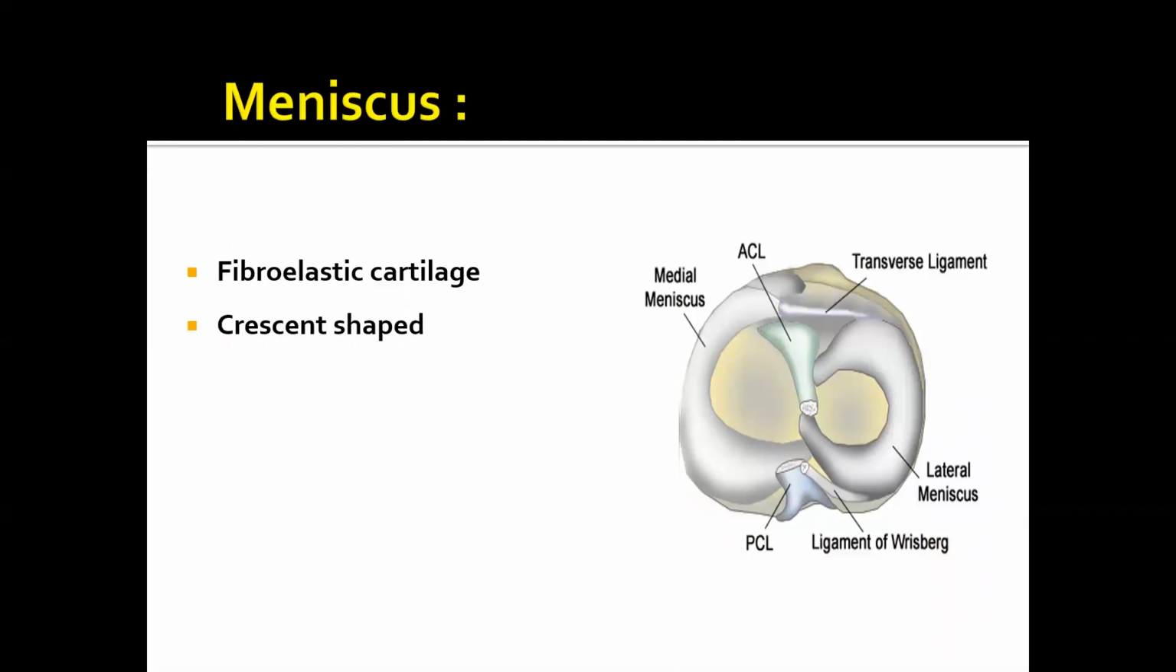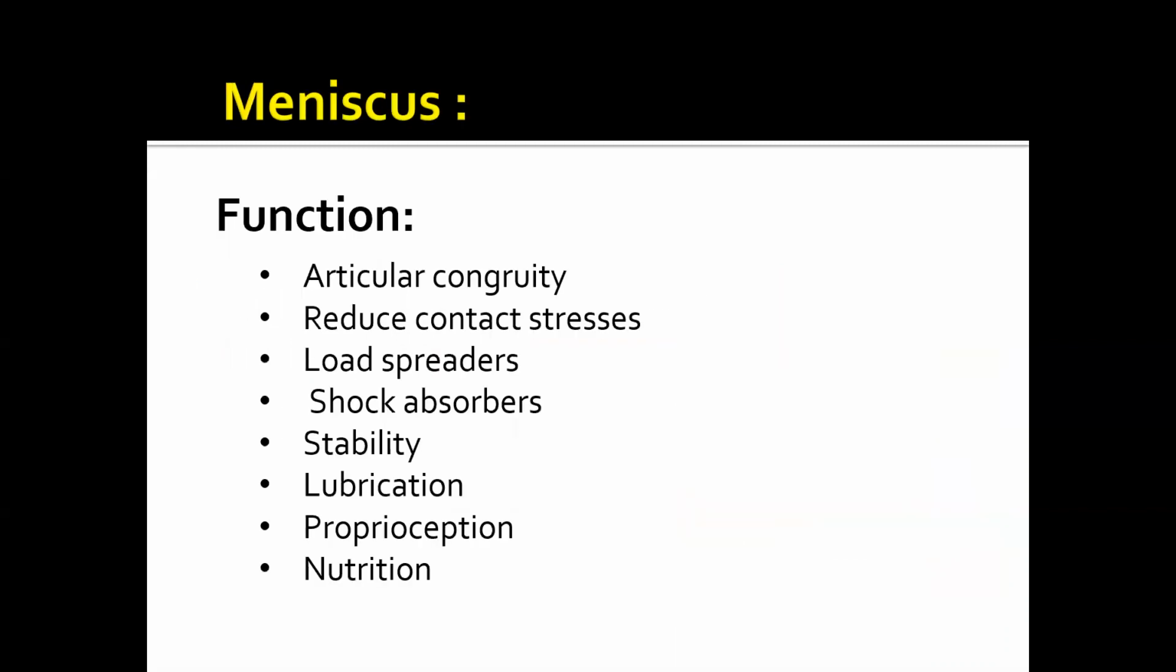Inside the knee, there are two C-shaped cartilages formed of fibrocartilage, and they are called menisci, the medial meniscus and the lateral meniscus. They contribute to articular congruity, reduce contact stresses, act as shock absorbers, contribute to knee stability, and contribute to knee proprioception. And that's why when they are injured, during surgical treatment, we try as much as possible to conserve them.